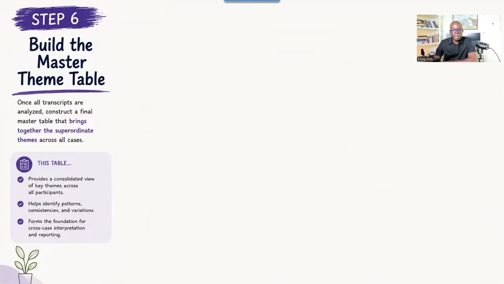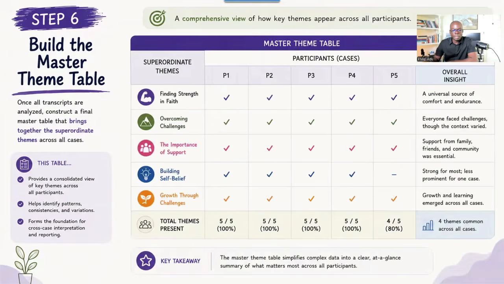At the end of the day, you build the master theme table, right? This master theme table is the overall themes that cut across the cases or participants. So you can see that here we have a list of superordinate themes, and then the check mark shows who is linked to the theme. You can see that for the first theme, all 5 participants are linked to it, and the second theme, all 5 participants. When we go to the fourth theme, 4 of them are linked to this theme. Participant 5 is not linked to this theme. So this will help you to see who is connected to the themes that you have, right?